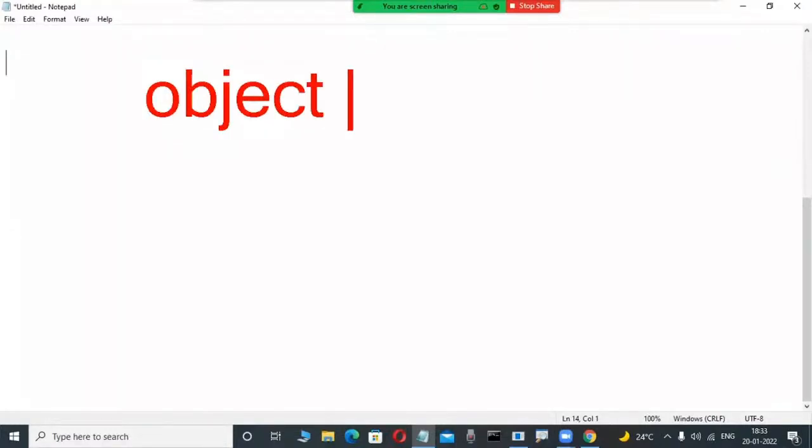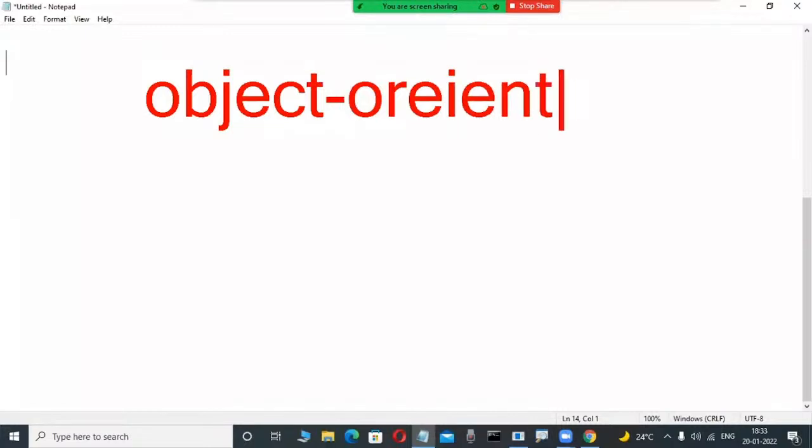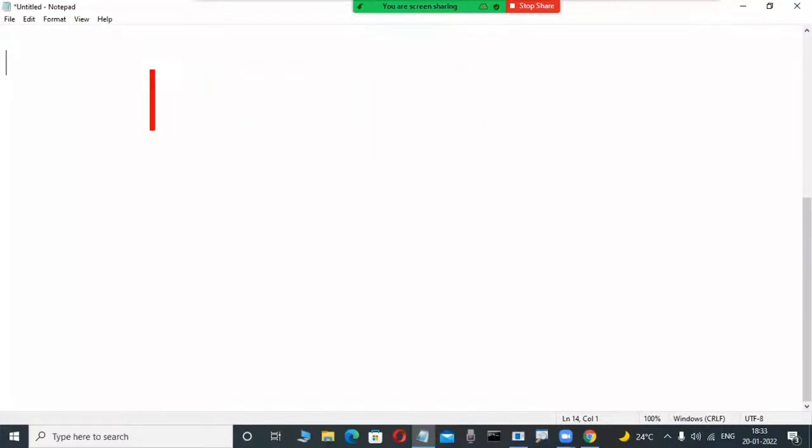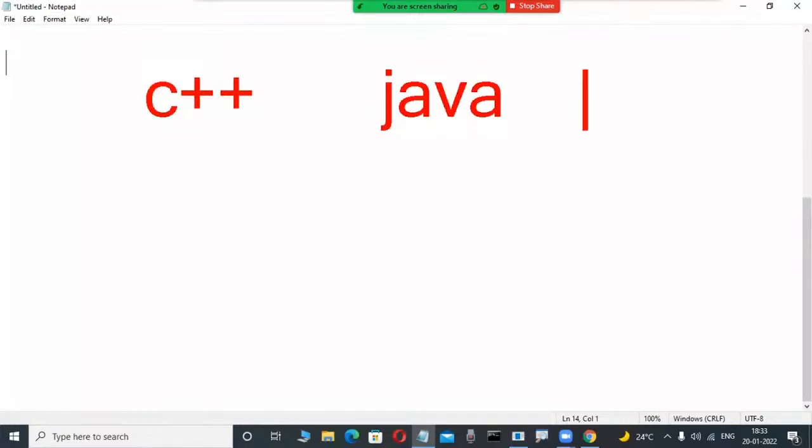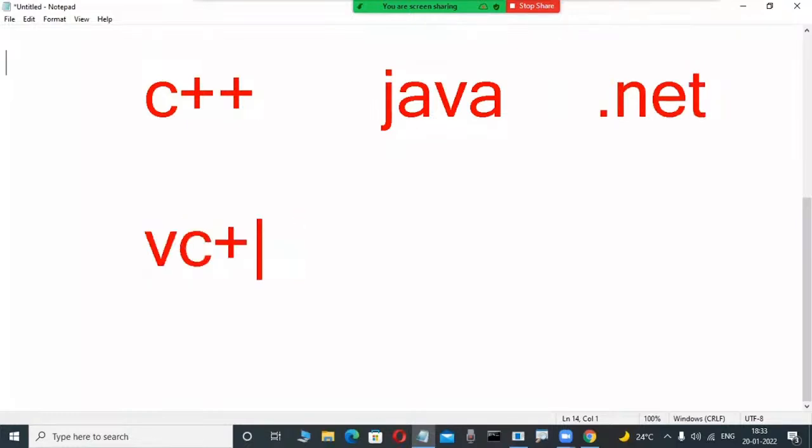Suppose there are so many object-oriented languages. A little bit of technical knowledge is needed. Object-oriented languages exist worldwide, and maybe so many fellows have an idea. What are the object-oriented languages? C++ is an object-oriented language. Java is a popular object-oriented language. C# .NET is an object-oriented language. VC++ is an object-oriented language. That's why there are so many object-oriented languages.